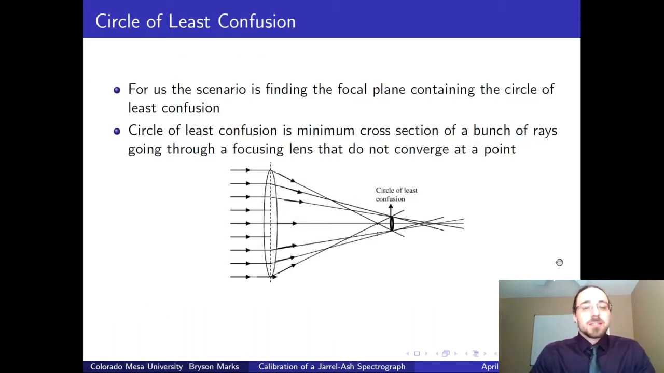But for us, we need to find the circle of least confusion, or the focal plane that contains the circle of least confusion. Now, the circle of least confusion is the minimal cross-section of a bunch of rays that do not converge at a point. Now, this cross-section is the point with the highest resolution, or the most crisp image of the spectral lines that we are trying to find.